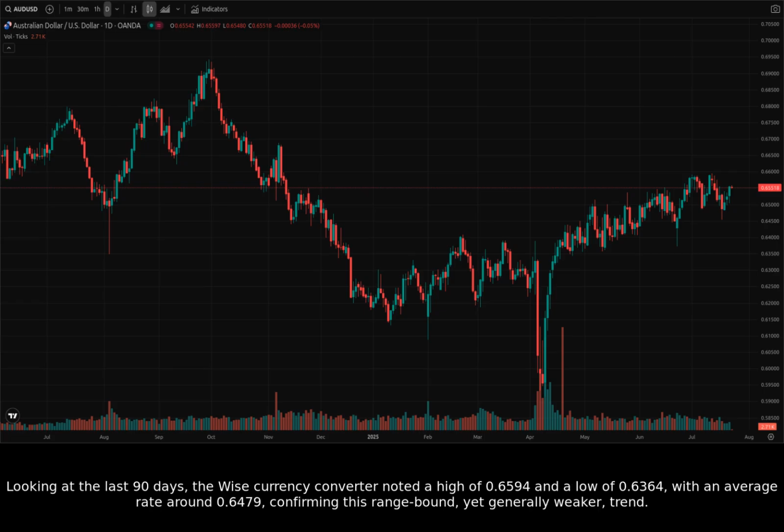Looking at the last 90 days, the WISE currency converter noted a high of 0.6594 and a low of 0.6364, with an average rate around 0.6479, confirming this range-bound, yet generally weaker trend.